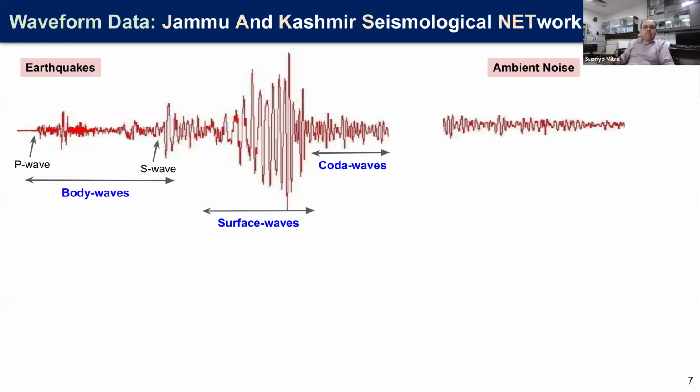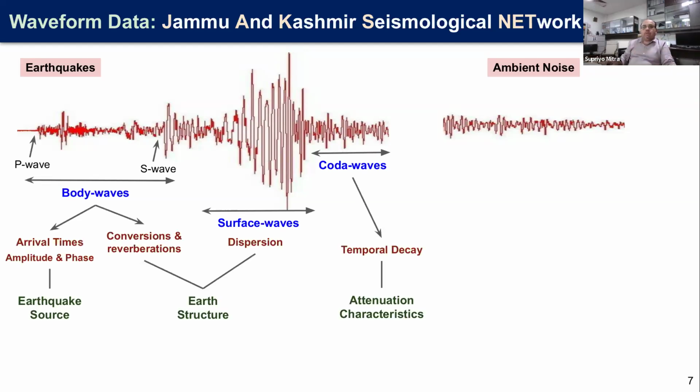Now, once we had done this, this experiment recorded data, which were earthquakes and ambient noise in between earthquakes. So we intended to use everything, starting from the body waves, the surface waves, the coda waves, and the ambient noise. The way we do this is we use body waves primarily to study the source of these earthquakes.